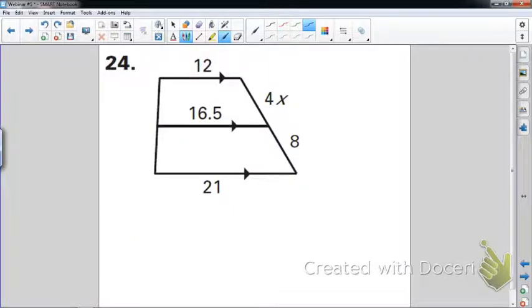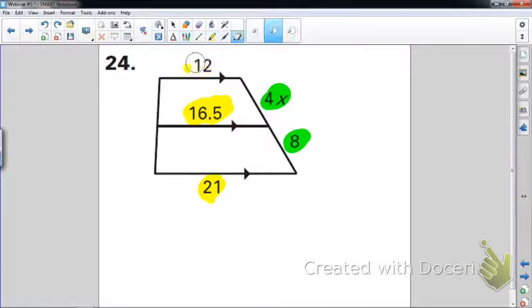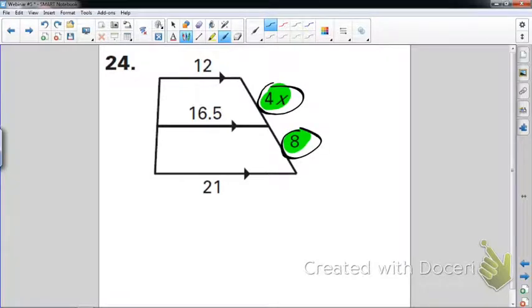So here's a good example, just like the last one that I was talking about. Look at the pieces of information that I'm giving you, and you notice that I give you base 1, the mid segment, and I give you base 2, and then I also give you the sides. There's something unique about these two sides, right? The ones highlighted in yellow here don't help us at all because none of them have x in them. So what we want to focus on is 4x and 8. And what do we know about the legs of a trapezoid? That these are congruent. So we get to set them equal to each other.